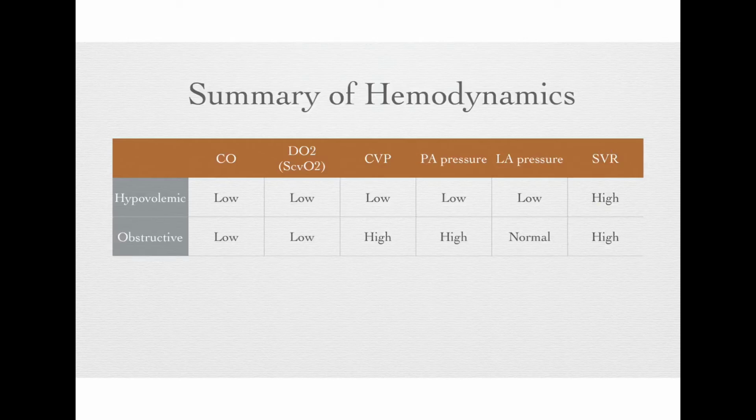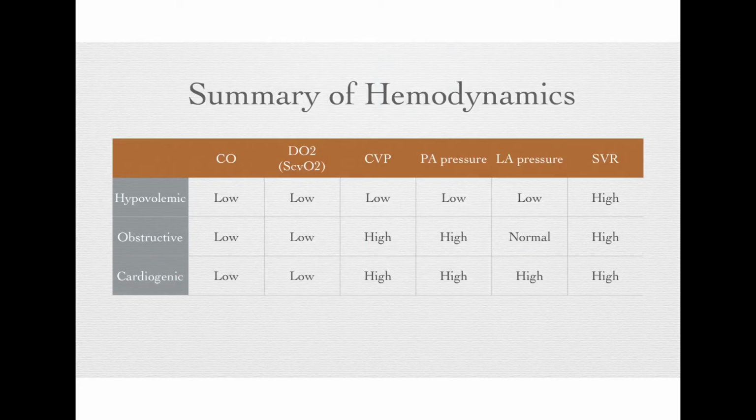In obstructive shock, the cardiac output is again low, but the central venous pressure is high, since blood is having a difficult time crossing from the right ventricle into the left side of the heart. But the left atrial pressures are normal. So that indicates that there's some obstruction between the right side of the heart and the left side of the heart.